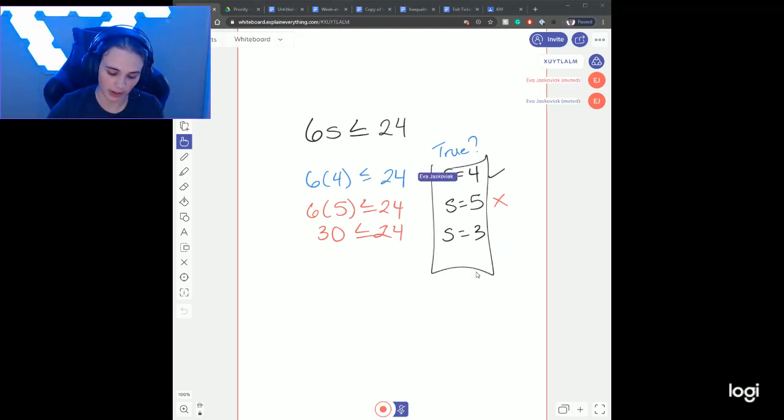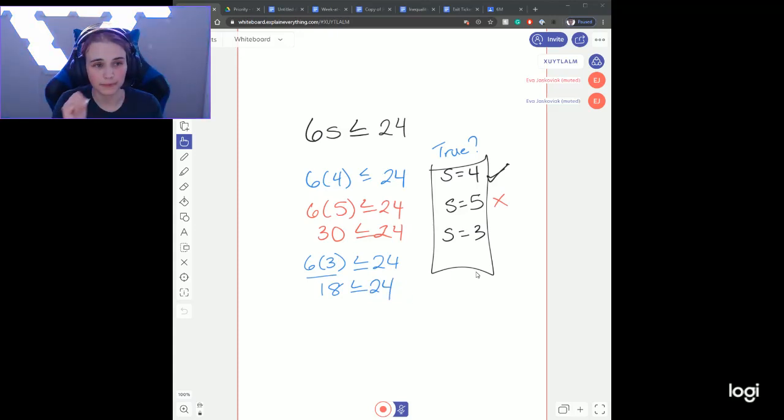Let's try a number smaller than 4 this time. This here is where our possible solutions are. We know s can equal 4. We know s can't equal 5. Let's try 3. 6 times 3 is less than or equal to 24. And last time I checked, 6 times 3 was 18. That's true. 18 is less than 24. 18 is less than or equal to 24. So now we know that s could be 3 and s could be 4.